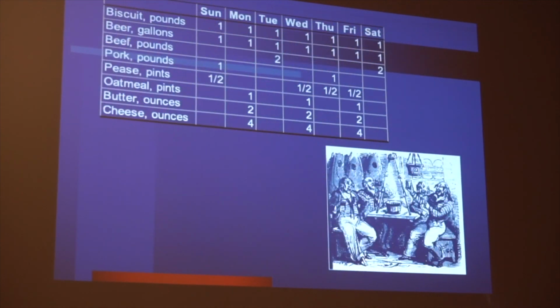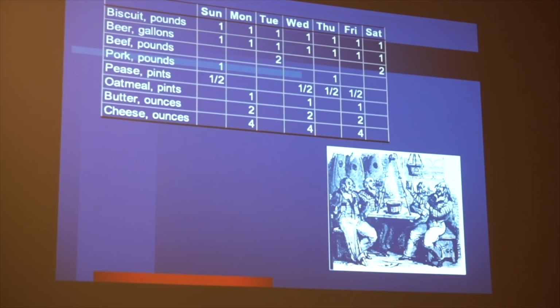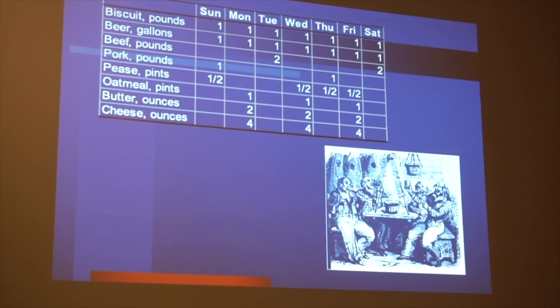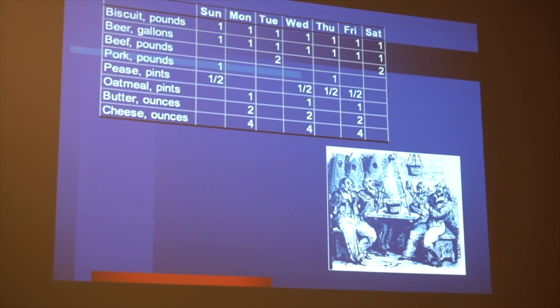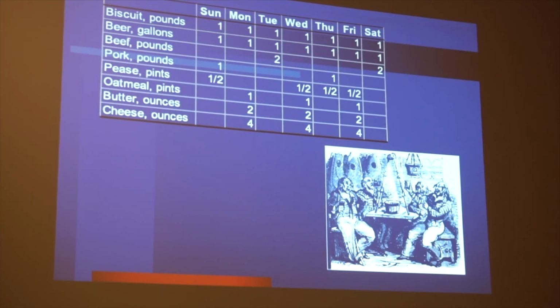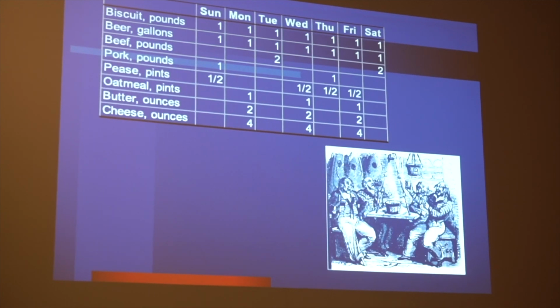So at the time, this is what was on the menu if you were a naval vessel headed out to sea. You got biscuit, a pound of it a day, every day. You got a gallon of beer a day. So they were drinking quite a lot, and if they ran out of beer, they did have other spirits. Beef, 2 pounds twice a week. Pork, 1 pound twice a week. Dried peas, half a pint, 4 times a week. Oatmeal, 3 times a week. Butter, or cheese, 2 ounces of it twice a week, 3 times a week, and that's it.